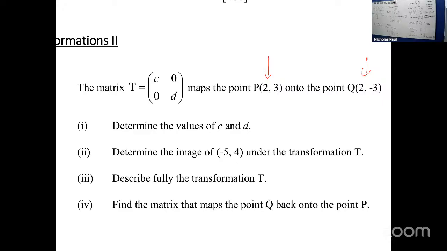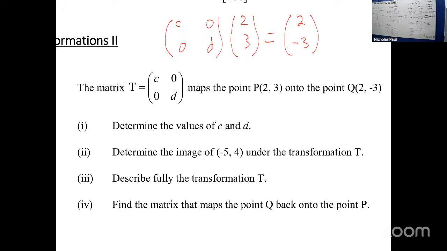So can we use this? Can we say, see if this makes sense? Can we write the matrix (C, 0; 0, D) multiplied by (2, 3)? What will the answer be? If I multiply the transformation matrix by the point, the final answer is (2, -3). Does that make any sense?